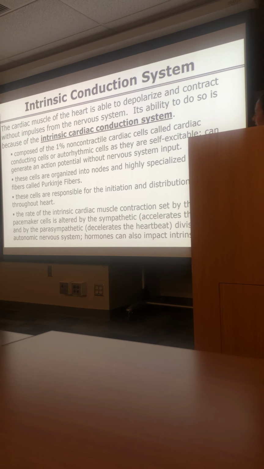The rate of the cardiac intrinsic muscle contraction is set by these pacemaker cells, but can then be altered by the nervous system. Sympathetic division of the autonomic nervous system is going to speed these guys up. Parasympathetic is going to decelerate them. We also see that hormones can impact intrinsic rates as well.